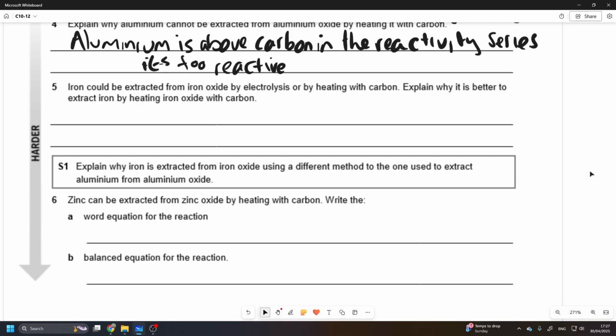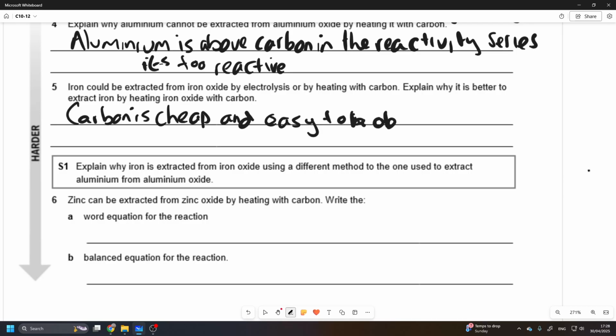Iron could be extracted from iron oxide with electrolysis or heating with carbon. Why is it better to use heating iron oxide with carbon? Carbon is cheap and easy to obtain. Remember, you could just go outside, find a bit of a branch, find a bit of wood. There's your carbon, easy peasy.